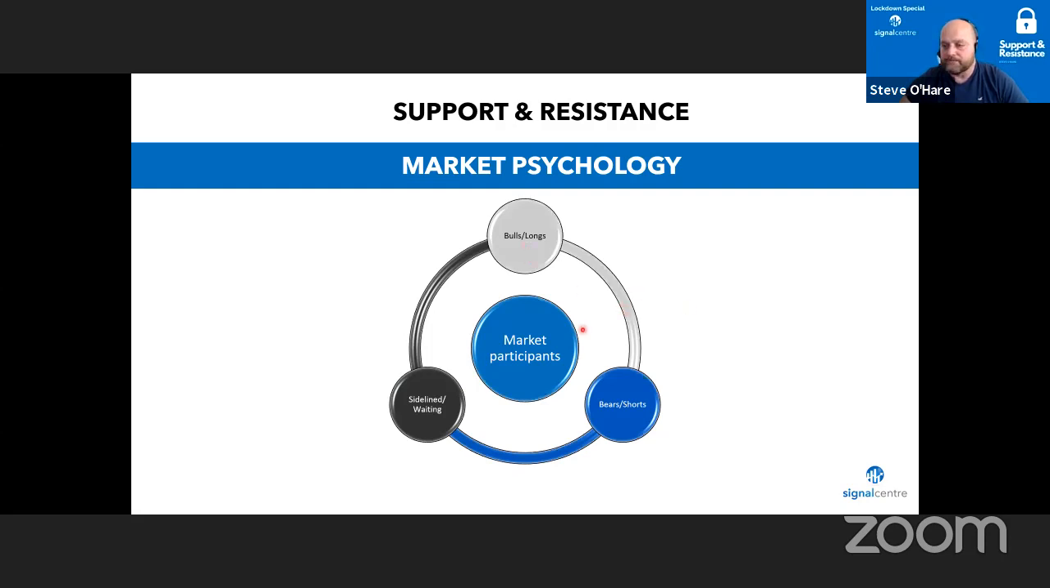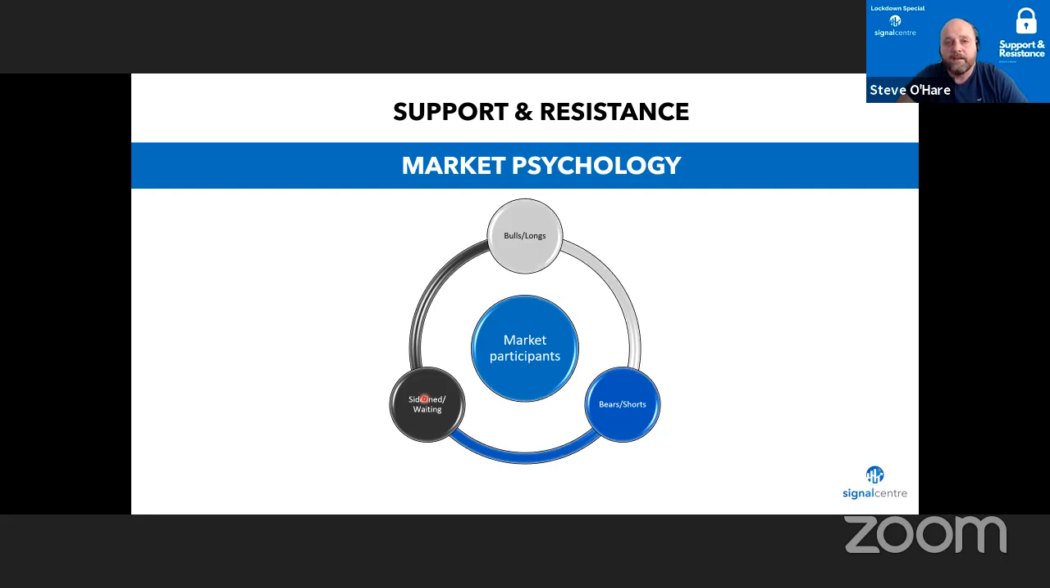So the market is full of different participants, and within that you'll have the bullish, the people who think that the market price is going higher. You'll have the bearish, the guys that think the market price should be going lower. And you'll also have a fair chunk of guys waiting on the sideline, waiting for their opportunity. They may have a trading plan which really doesn't take the short-term price action into consideration.